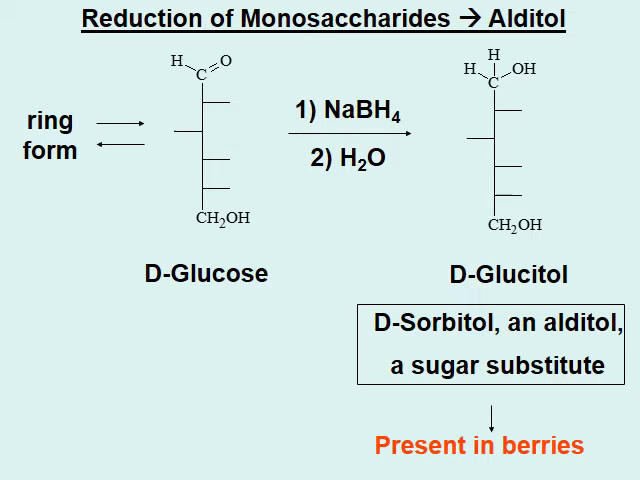Now, reduction reaction with sodium borohydride. Remember, sodium borohydride is a weak reducing agent. It offers H-. So that's how this reaction happens. H- goes in here in the first step of the reaction, then the electron pair goes in here, and finally it gives you CH2OH on the top. It's called glucitol, a sugar substitute. Naturally, you can also get these in berries.